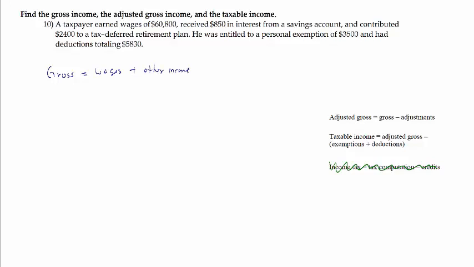So in this case here, I know that the wages earned will be $60,800, and then I also received $850 in interest from my savings account, so plus $850. So my gross income is going to be $61,650.